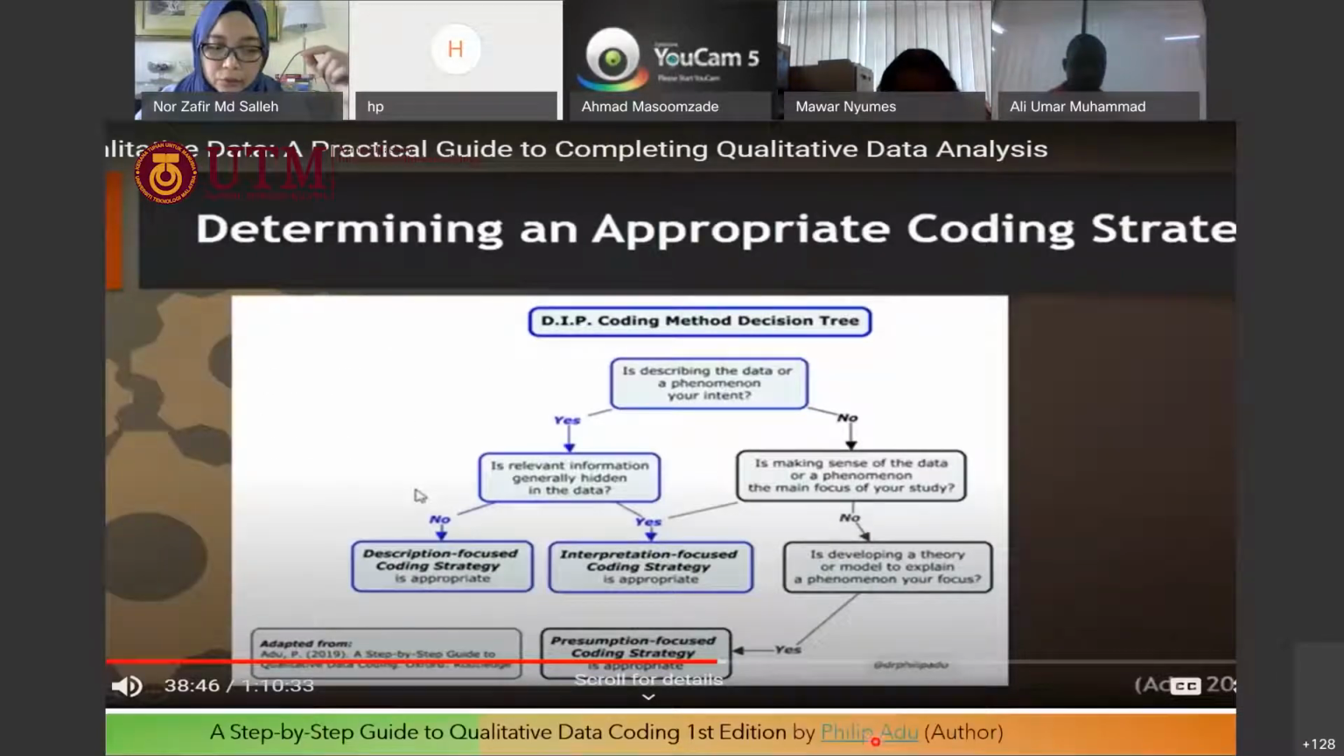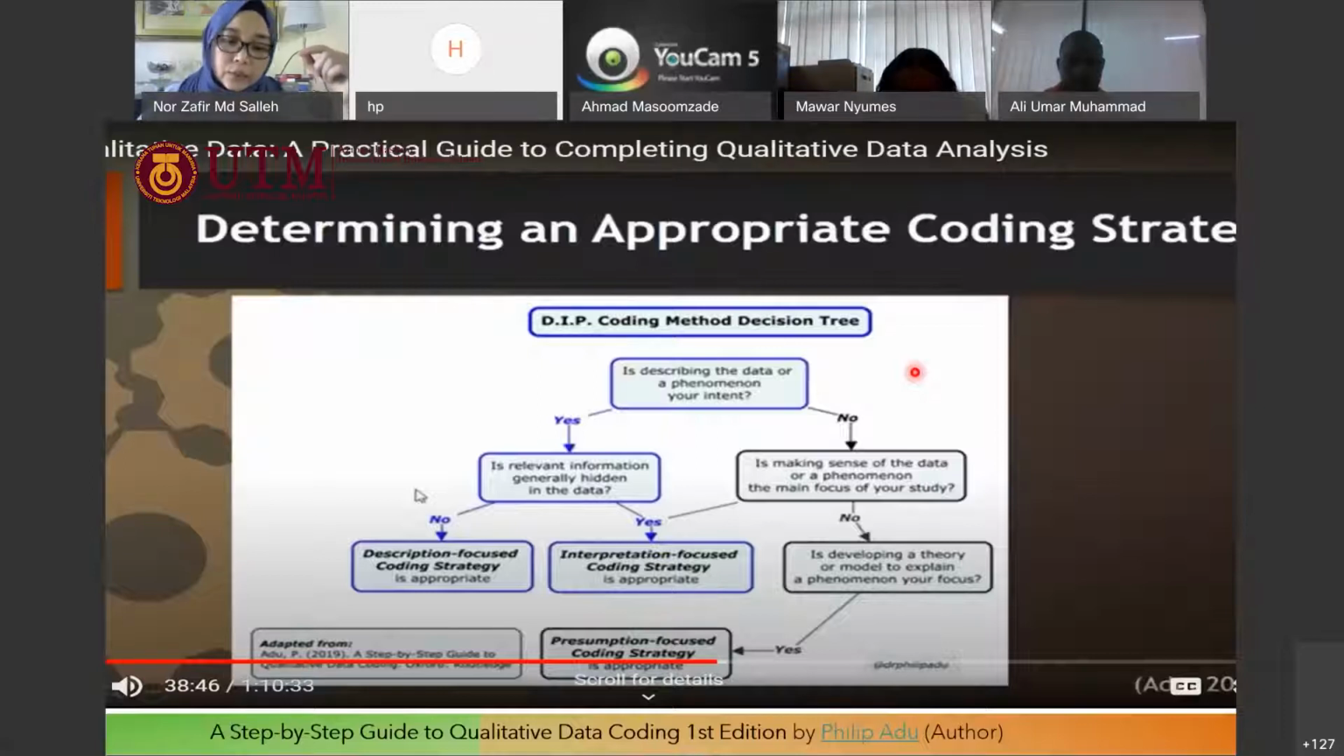According to Philip Adu, author of a step-by-step guide to qualitative data coding, you can adopt a strategy, but I don't do this. I did not adopt this in my thesis because back then there was a lack of coding books available. So there are three types of coding strategy according to this coding method decision tree that you could adopt in your study. If you have this, it might strengthen your justification in terms of doing your coding.